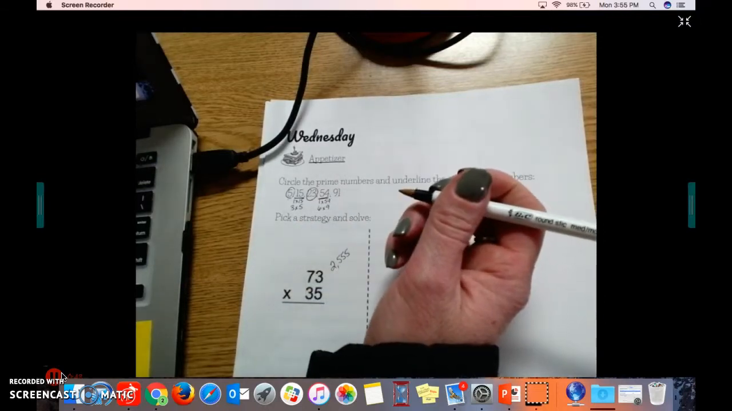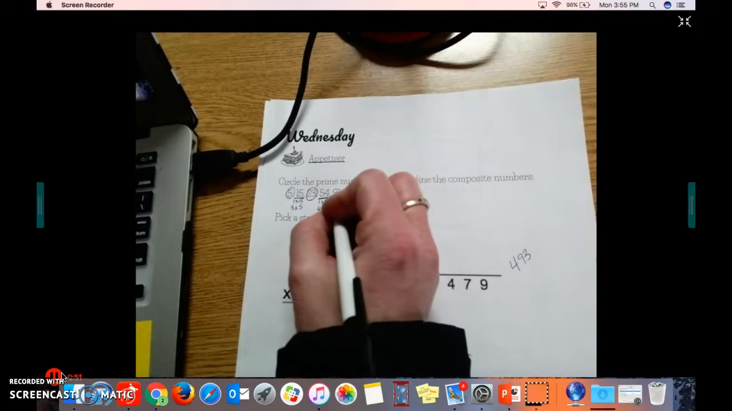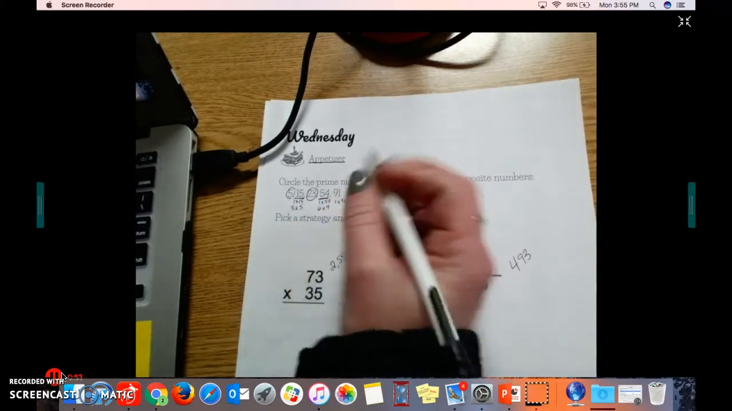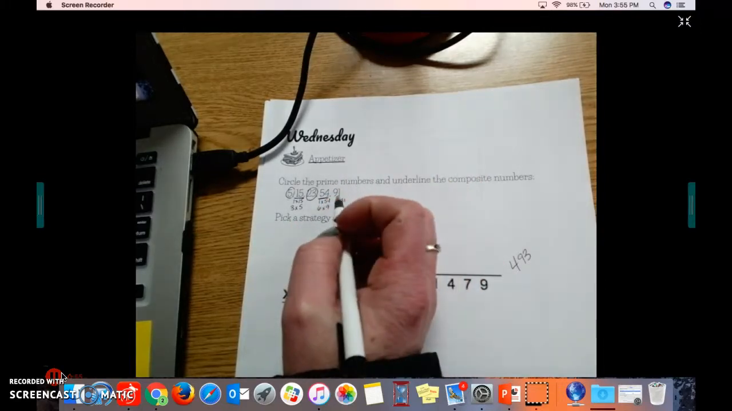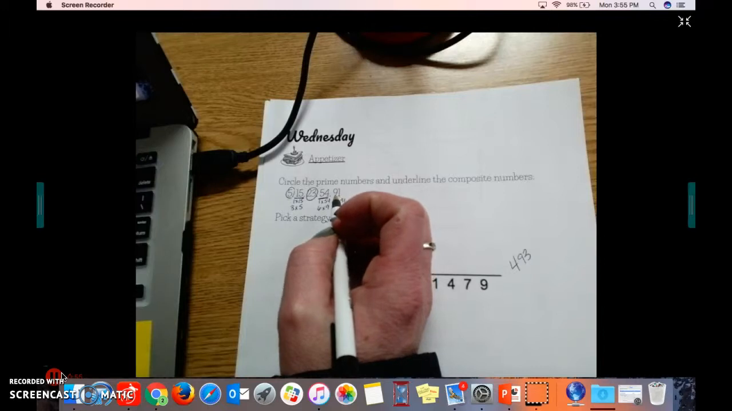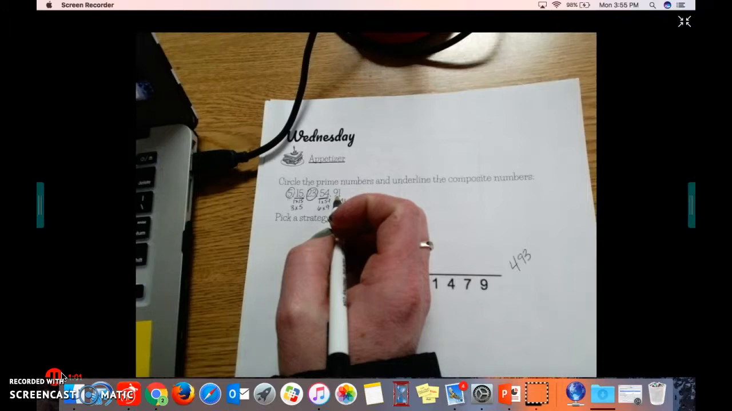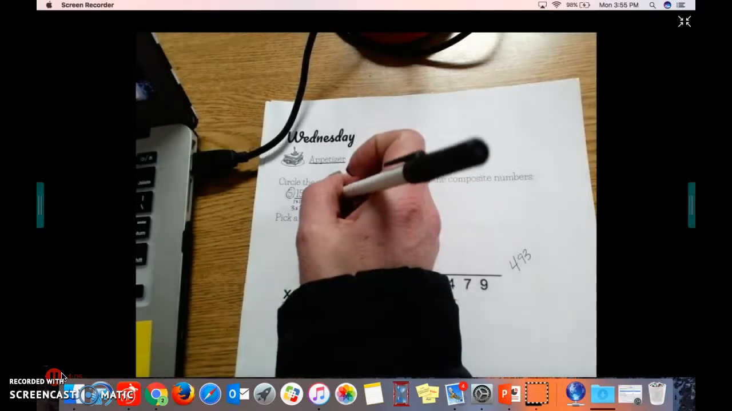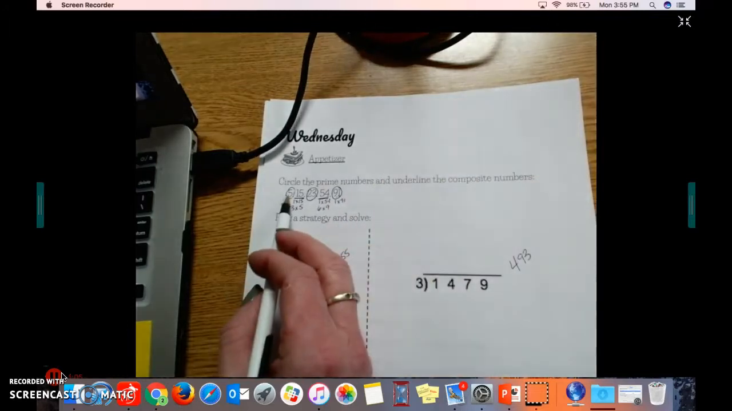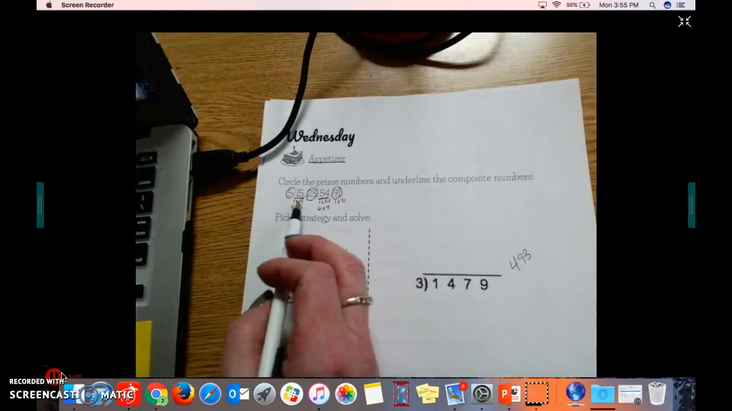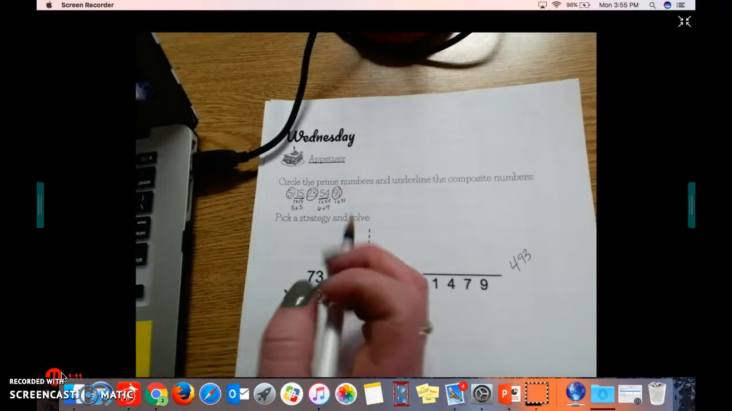And I'm going to take a look at 91. I know that 1 times 91, it's an odd number because it ends with a 1. So I'm already thinking, can 3? 3 is not going to go in. So 3 doesn't go in. 6 isn't going to go in. So 91 is also going to be a prime number. So you should have circled 5, 23, and 91 and underlined 15 and 54.